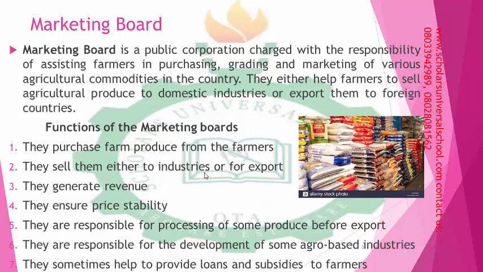Another function is that they ensure price stability. The fact that they are buying directly from the farmers means that they'll be able to regulate or stabilize the market price, since it's not the case where the farmer will have to take such produce directly to the market. So we end up having different farmers selling their produce at different prices. But the marketing board will now buy such produce from the farmers. They end up packaging it and taking it to the marketplace. So they end up, in a way, stabilizing the market price.